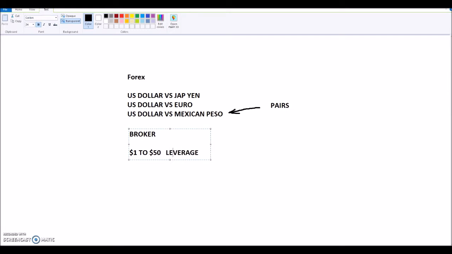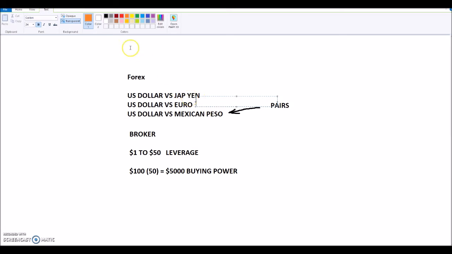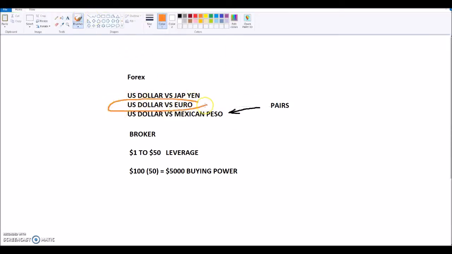So whenever you open an account somewhere for forex, you could put, pretend, $100. What's $100 times 50? I think that's $5,000. So this is how much buying power you have. You could buy $5,000 worth of Japanese yen, or $5,000 worth of the US dollar versus the euro, anything like that. It's just $5,000 buying power.